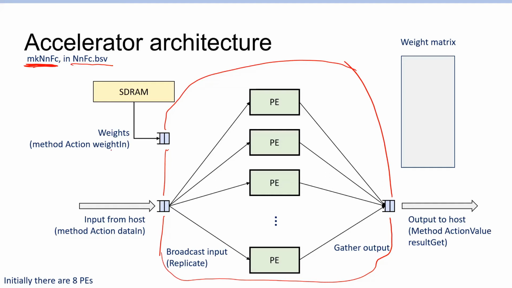There will be 2 input ports. The action method weight in, which the outside world uses to send in weight values one after another. And we'll also have an action method data in, which the outside world, in this case the host software, uses to send in the input data from the previous layer one by one. Once the internal computation is done, the outside world can extract the results of the computation from an action value method called result get, and this goes to the host software.